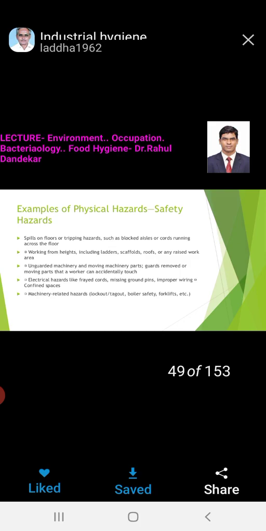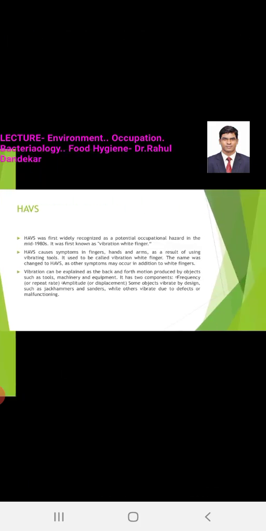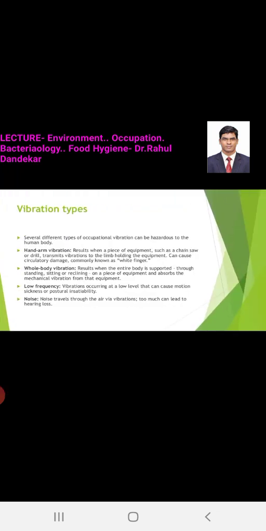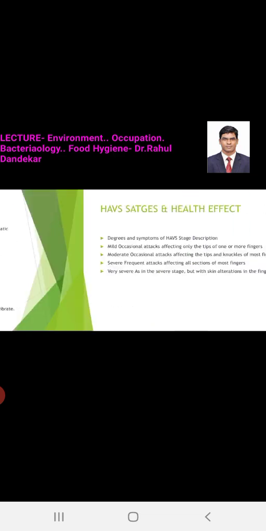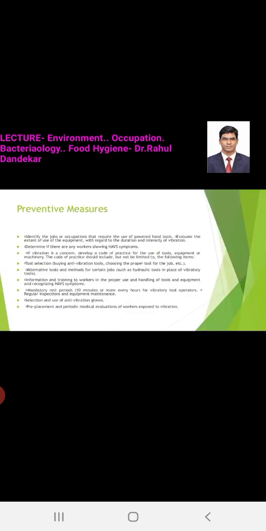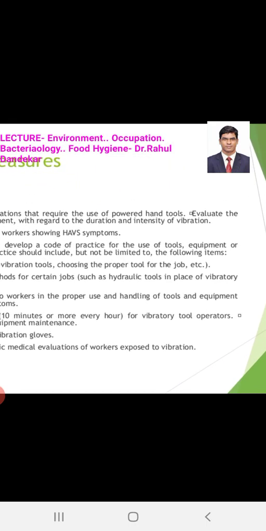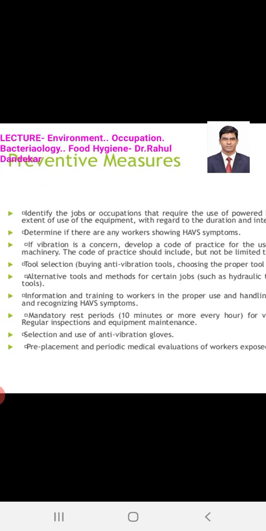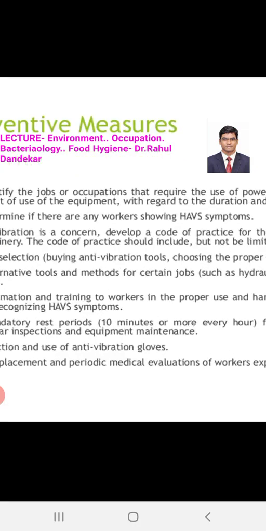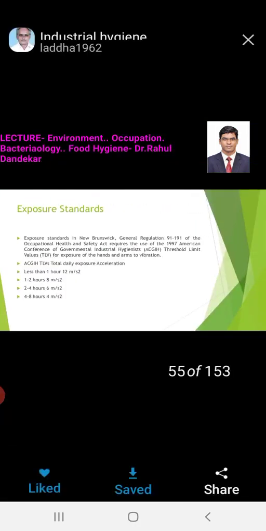Examples of physical hazard: safety hazards. HIV, hepatitis A virus, vibration hazards. There are some vibration hazards also. Sources of HIV, preventive measures. Exposure: preventive measures we will see. Preventive measures are identifying jobs, then determining whether there are problems with vibrations. So these are some problems.